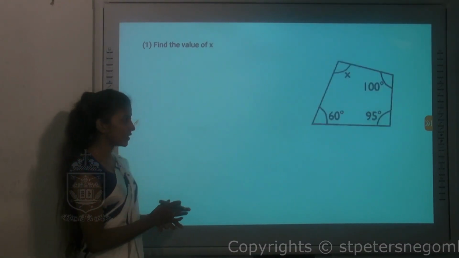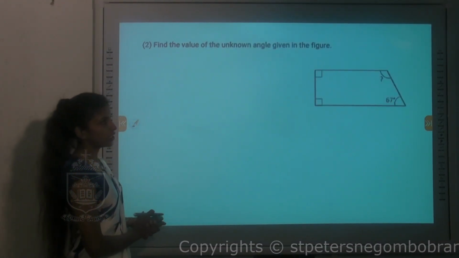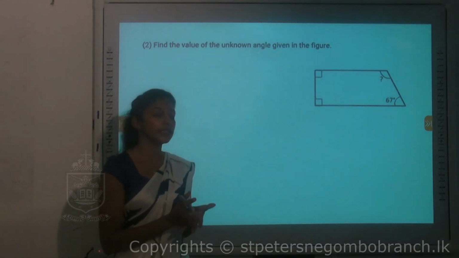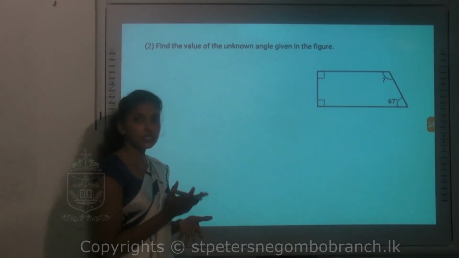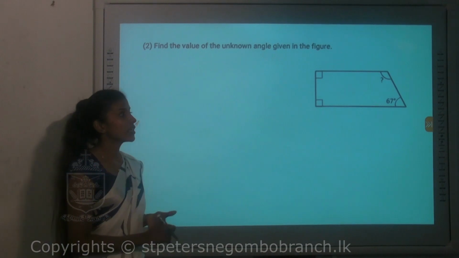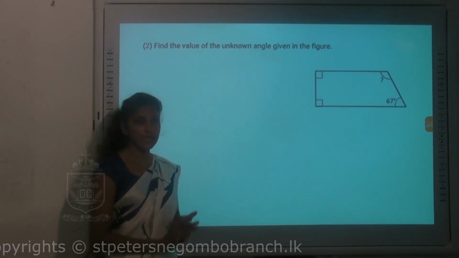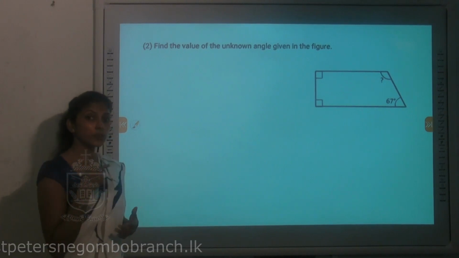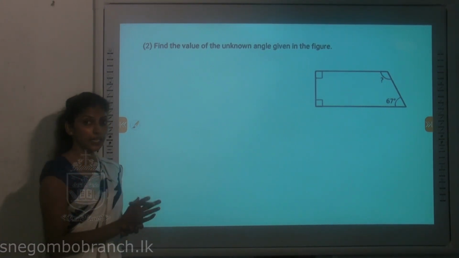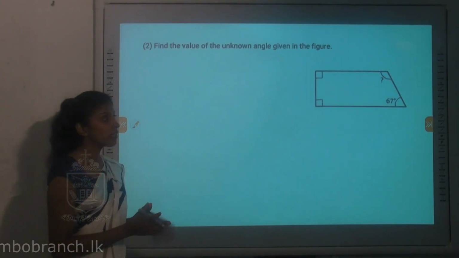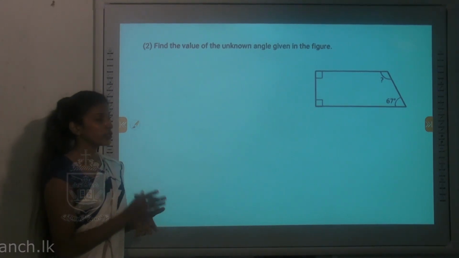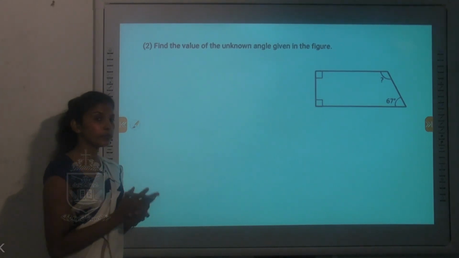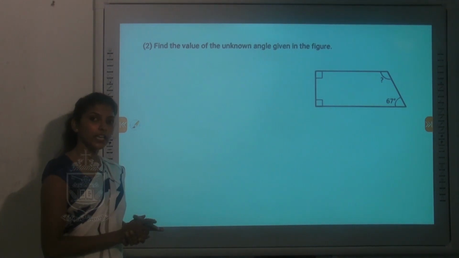Now you all can see the unknown angle given here is not denoted with a certain letter. They have given only a question mark. And all the other 3 interior angles are given values 90 degrees, 90 degrees and 67. Now let's think you are given a question like this without denoting any letter. You are given a question mark like this. So how are we going to write the equation without having a letter?